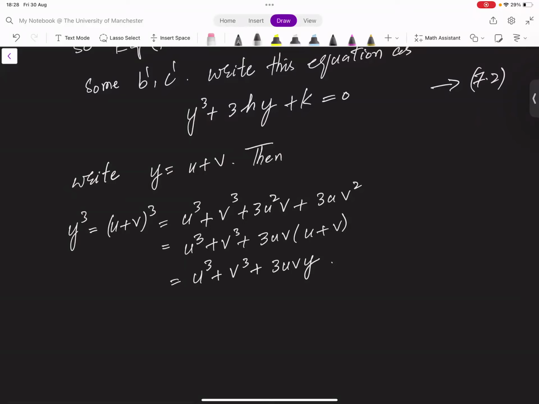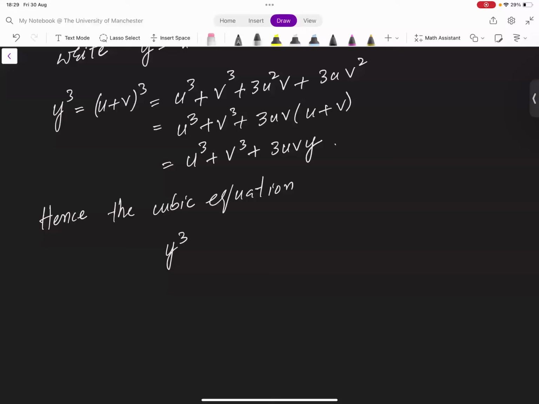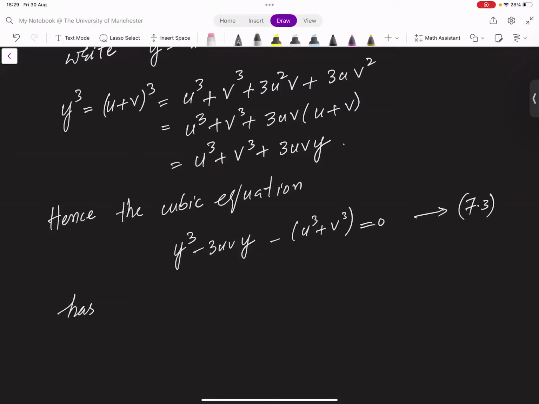Hence the cubic equation is going to be y cube minus 3uvy minus (u cube plus v cube) is 0. And this is equation 7.3, and has u plus v as a root.